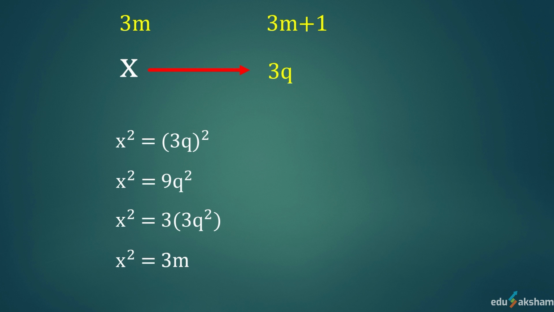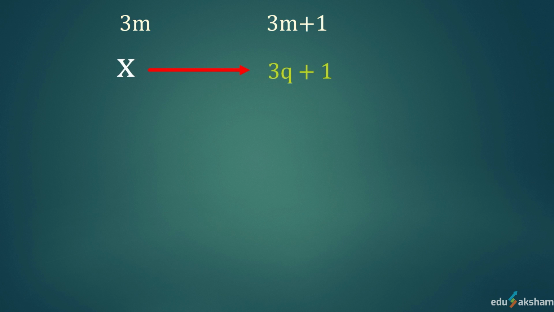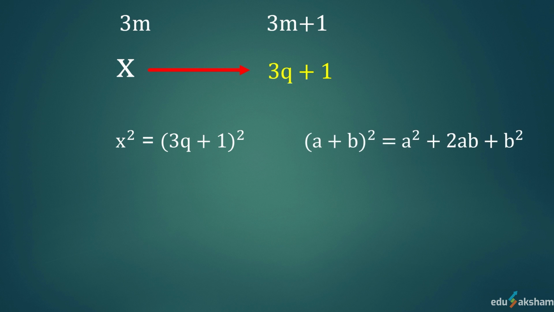Moving on to the next possibility of x, which is 3q plus 1. Again, we will square both sides of the equation to get x square equals 3q plus 1 whole square. Now, we will use the expansion formula a plus b whole square equals a square plus 2ab plus b square to expand 3q plus 1 whole square. Using the expansion formula, 3q plus 1 whole square can be written as 9q square plus 6q plus 1.